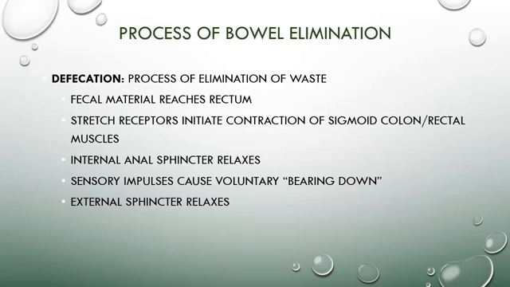When fecal matter reaches the rectum and causes it to distend, those stretch receptors are stimulated to start contraction of the sigmoid colon and rectal muscles. The internal anal sphincter relaxes. At the same time, sensory impulses transmitted to the central nervous system produce a conscious urge to defecate. And that's that feeling that we all know, right? That causes voluntary contractions of the diaphragmatic and abdominal muscles, creating downward pressure, while at the same time relaxing the anal sphincter and allowing the feces to be propelled through. Okay, that is the process of bowel elimination.